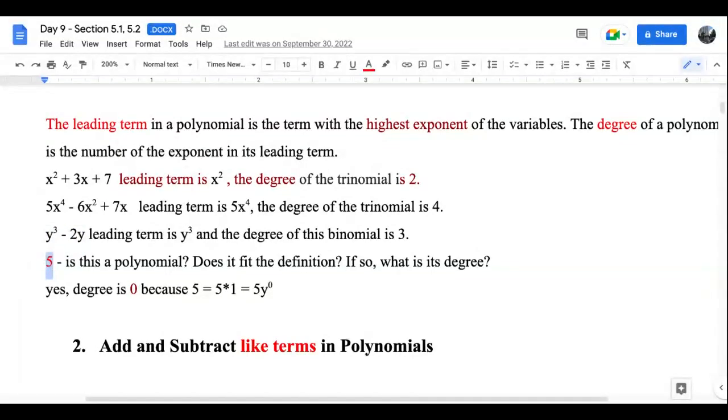Yes, we do define 5 as a polynomial. What is its degree? Degree 0, right? Because 5 can be thought of as 5x raised to the power 0. But x raised to 0 is just 1, and 5 times 1 is just 5. So it's a degree 0 polynomial.